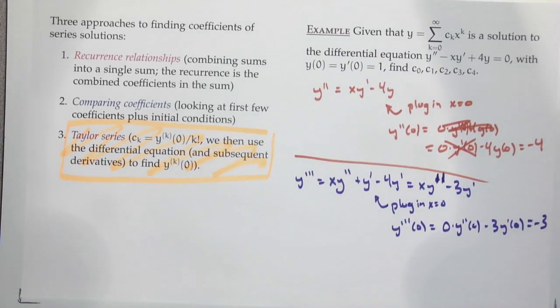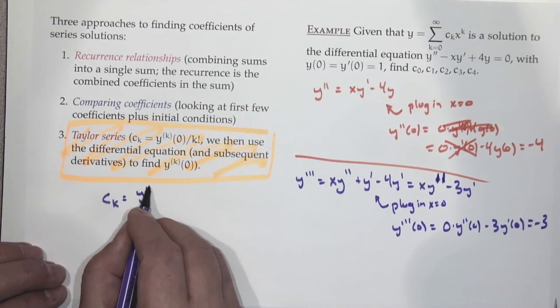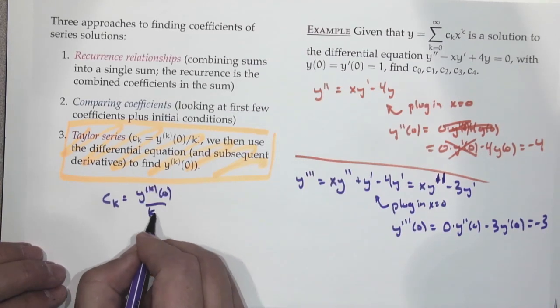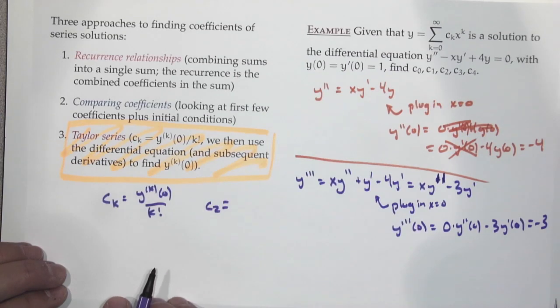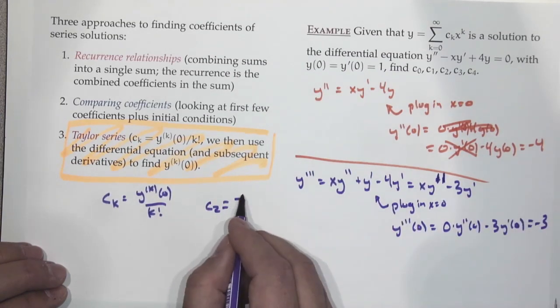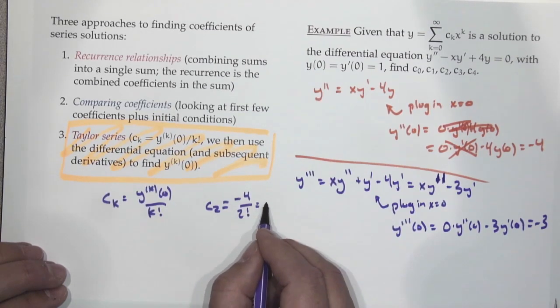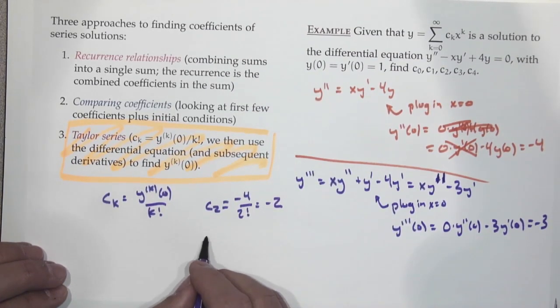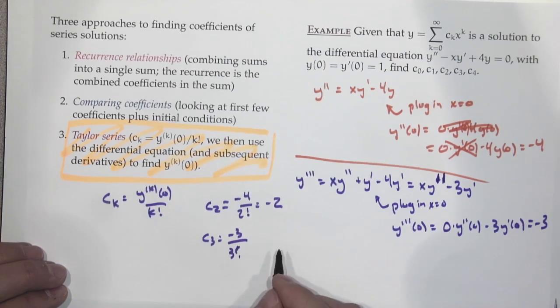Now you might say, well, how does that help us? Well, Taylor's series says that ck is the kth derivative at 0 over k factorial. So what is c2 going to equal? Negative 4 over 2 factorial. And 2 factorial is 2, so this makes it negative 2. How about c3? Negative 3 over 3 factorial. Well, what is 3 factorial? 6. Negative 3 over 6 makes negative a half.